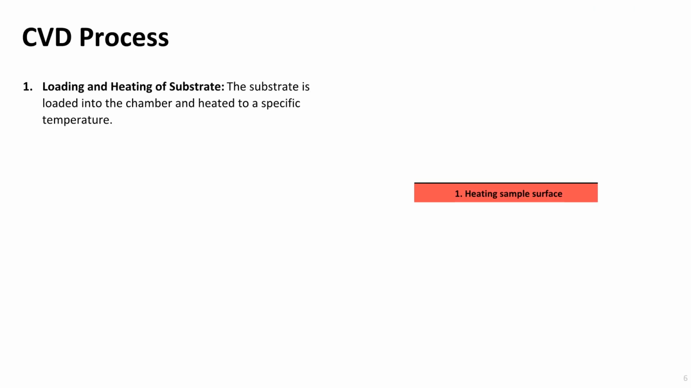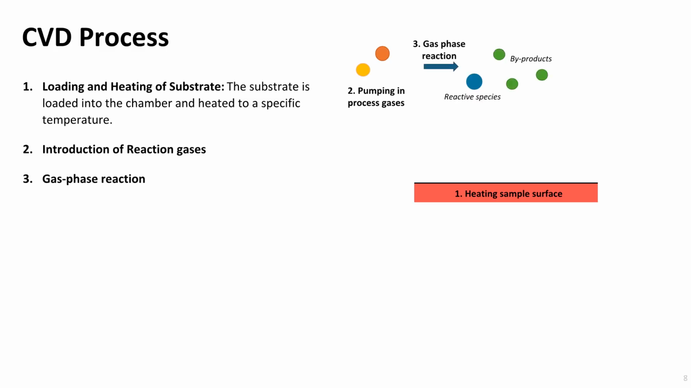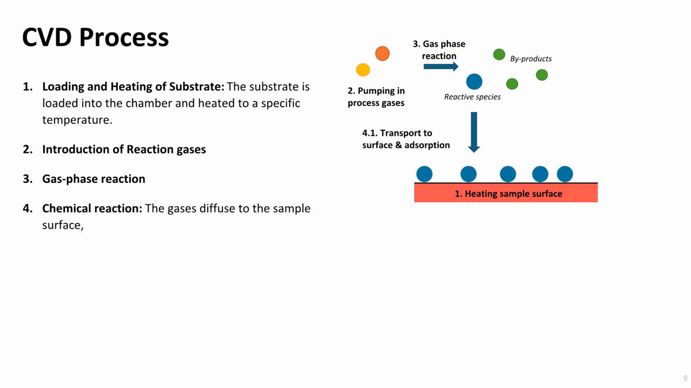The overall reaction of most CVD processes consists of 4 steps. The substrate is loaded into the furnace or process chamber and heated up, either by heating the entire chamber or by solely heating the substrate. Then one or more process gases are introduced. If several gases are pumped into the chamber, they will react in gas phase, forming the reactive species and some byproducts. The reactive species diffuse and absorb onto the sample surface.